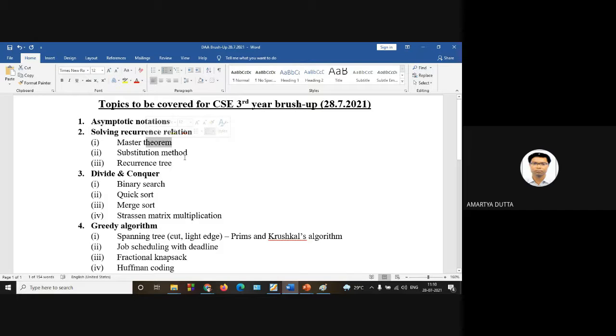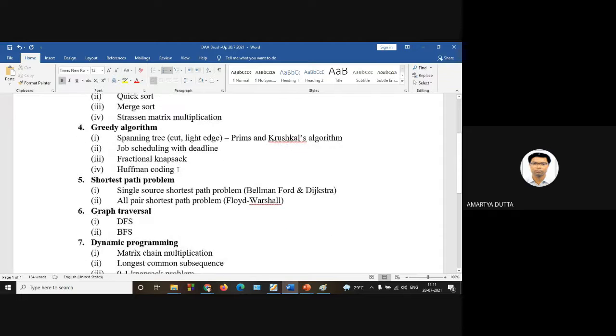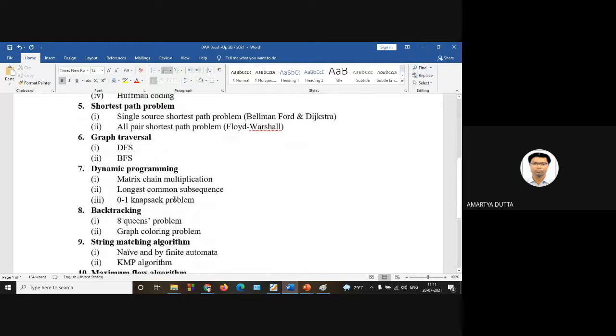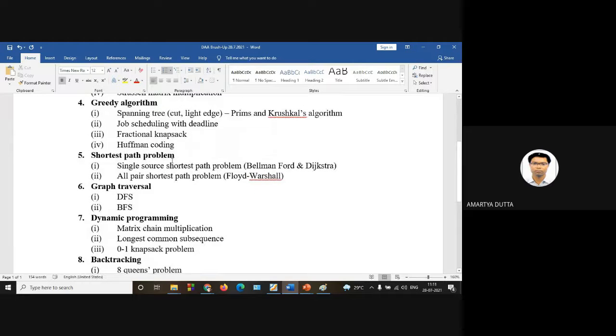First, we have to design the algorithm. Then we have to find the recurrence relation of that particular algorithm to get the asymptotic notation, to get the complexity of the algorithm. Okay, and there are some design techniques. First one is the divide and conquer design technique, then greedy algorithm, dynamic programming, backtracking. Okay, and mainly the graph.